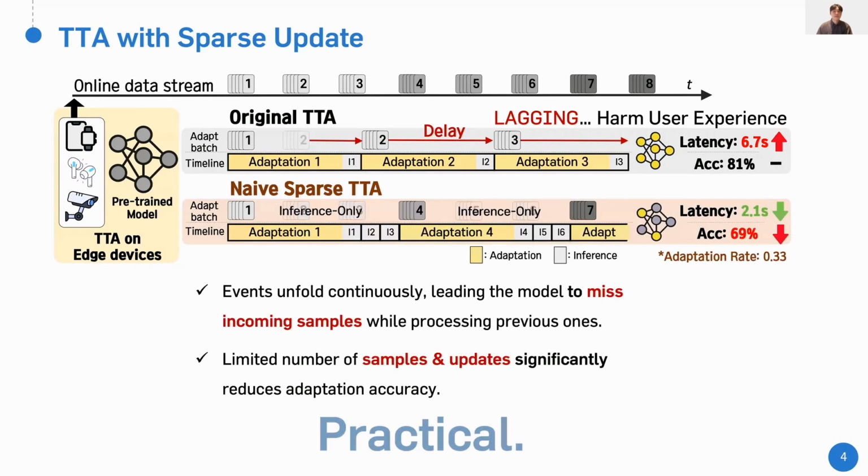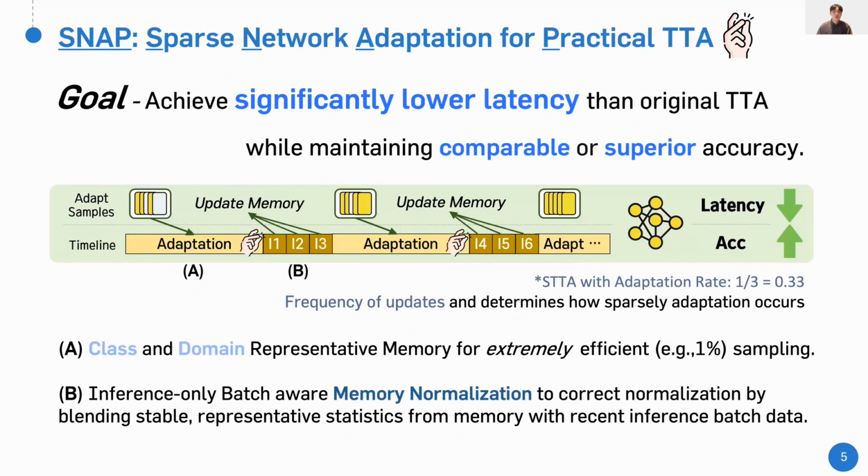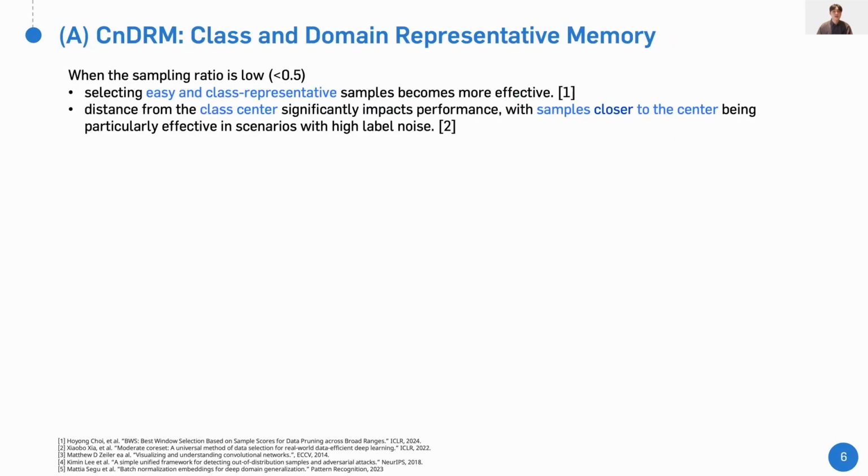So, how can we adapt sparsely without losing accuracy? This is where SNAP comes in. It has 2 key modules. One is class and domain representative memories, which selects a compact representative set of samples for effective sparse update. And the other is inference-only batch-aware memory normalization, which stabilizes normalization between updates by blending memory statistics with recent inference batches. Now let's move to the first module, CNDRM.